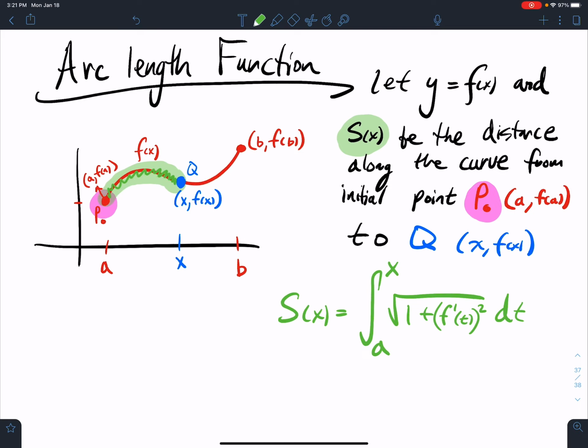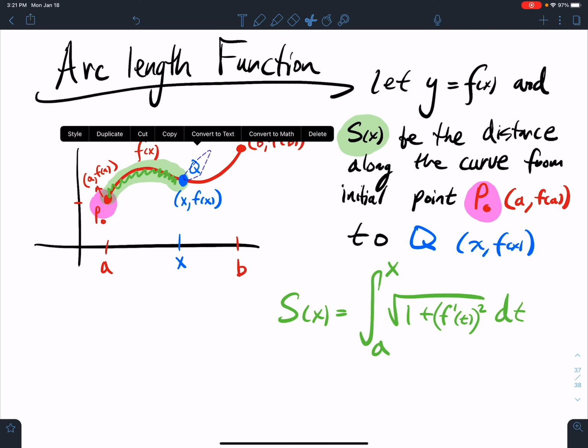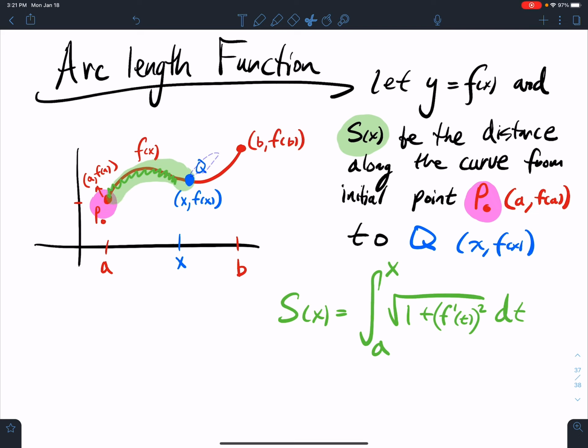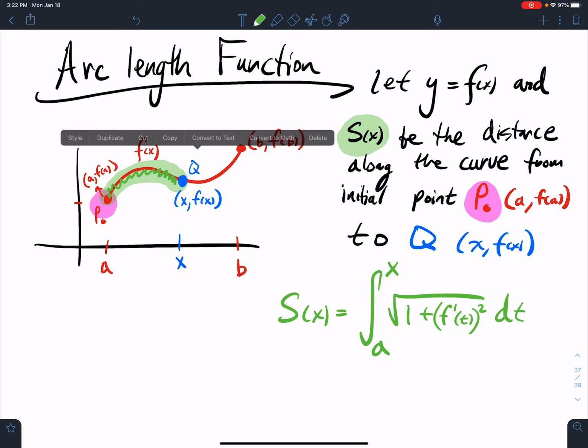So what we've done is create a function that gives the length of the curve from some starting point to any other point on the curve. Depending on where we're moving that x value, it moves us along that curve there.